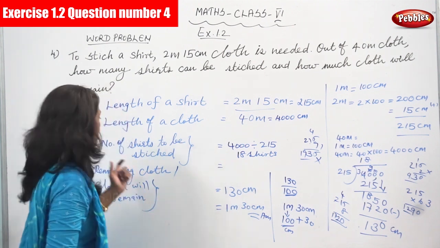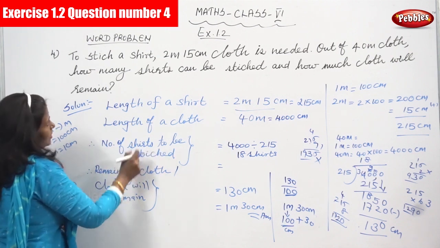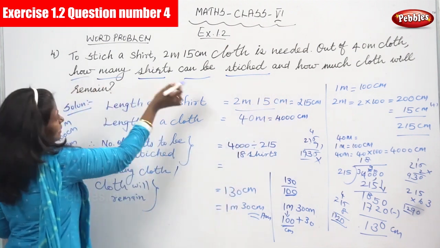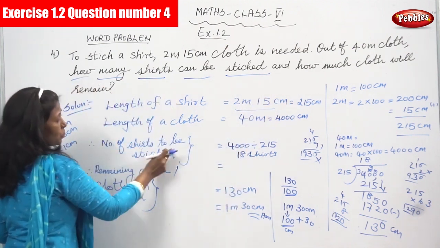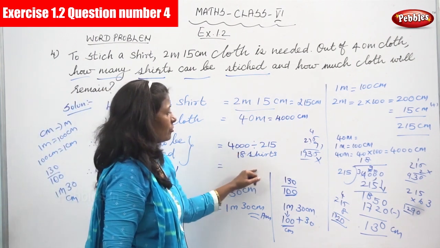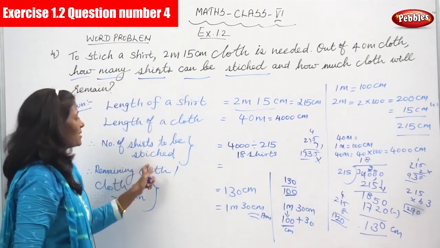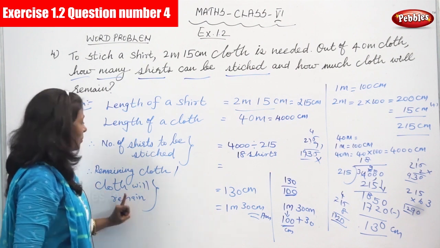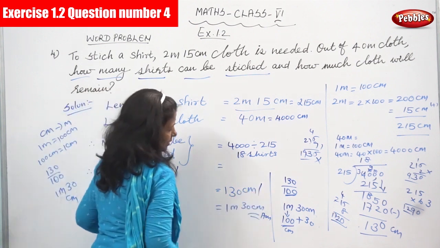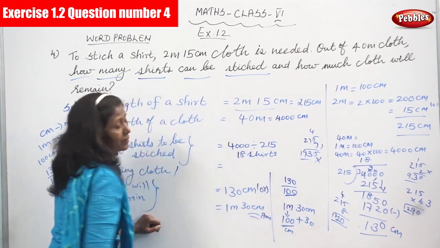So how many shirts are you going to stitch? Therefore the number of shirts to be stitched, how many shirts can be stitched, is nothing but 18 shirts. That is 4000 divided by 215. I have shown you that is 18 shirts. The number of shirts to be stitched is 18 shirts, and the remaining cloth is 130 centimeter, or you can write 1 meter and 30 centimeter.